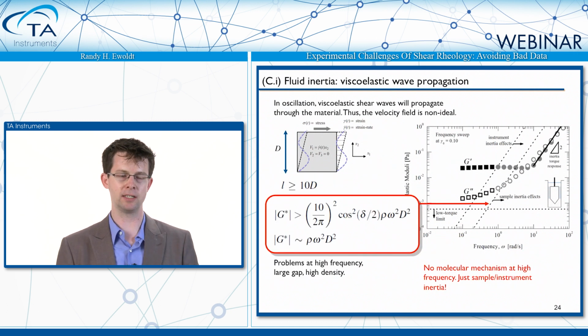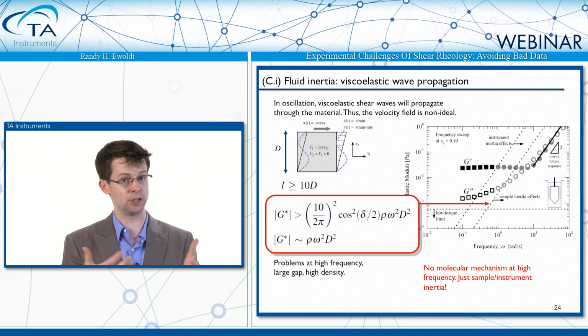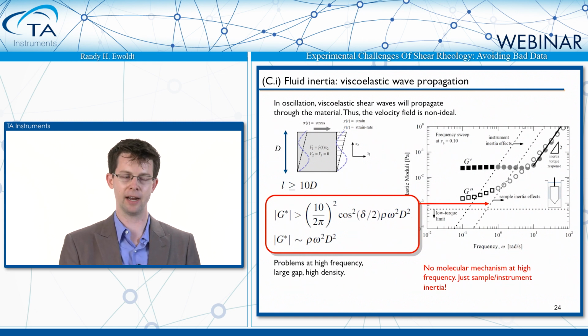And so here's the criteria that the wavelength must be at least 10 times the gap. We know the gap. It's the gap between the concentric cylinders. I can't change it, but I know what it is. And I don't know the modulus, but I know everything else, and I can actually make a plot of modulus versus frequency with the rho and the d squared as the front factor.